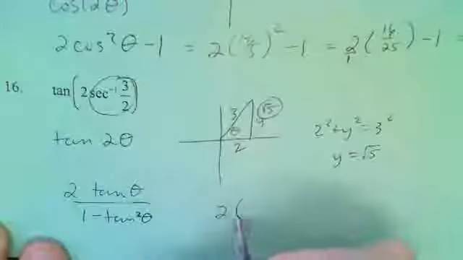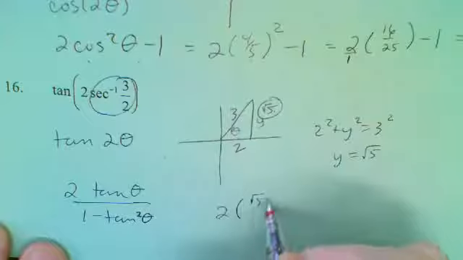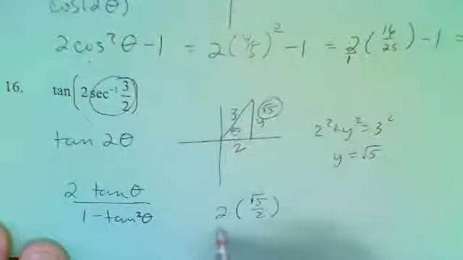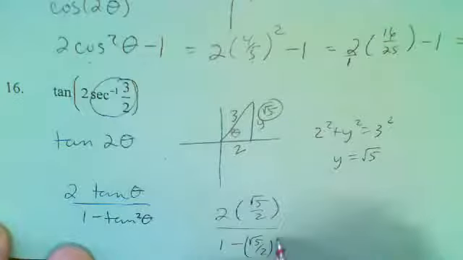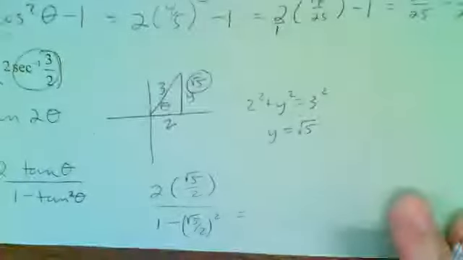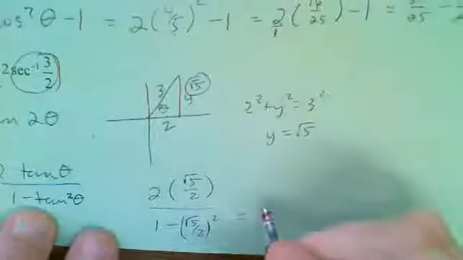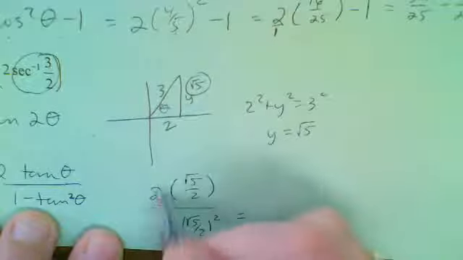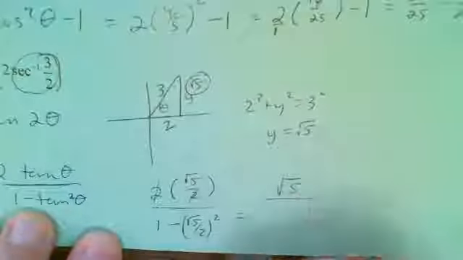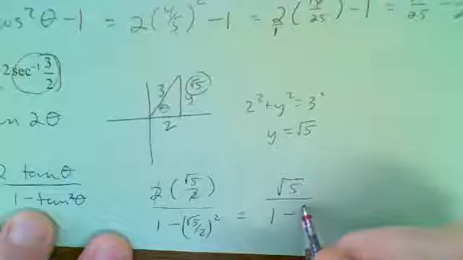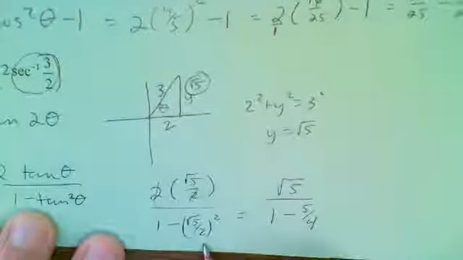So I'm going to take 2 times the tangent of theta, which is y over x, radical 5 over 2, over 1 minus that same value for tangent squared. All right, so let's first square that fraction there. And actually here the 2's will cancel if I want to simplify the top as well. So I get radical 5. Here I'm going to get 1 minus 5 over 4. I square that to get 5, square that to get 4.